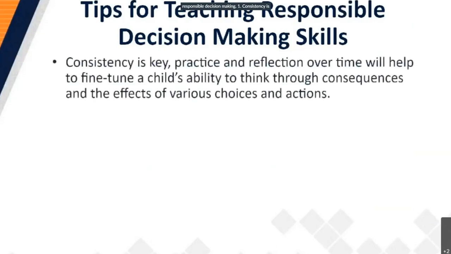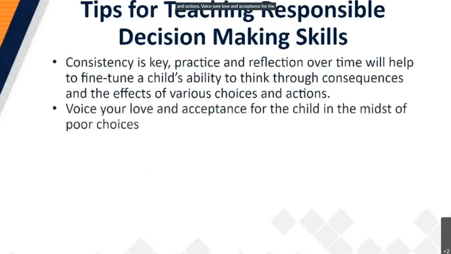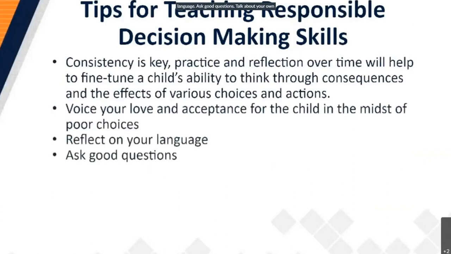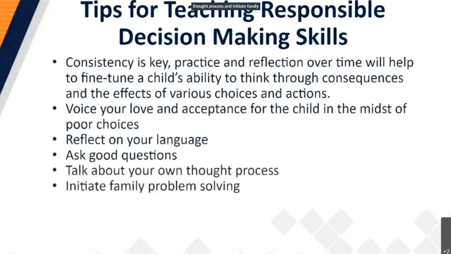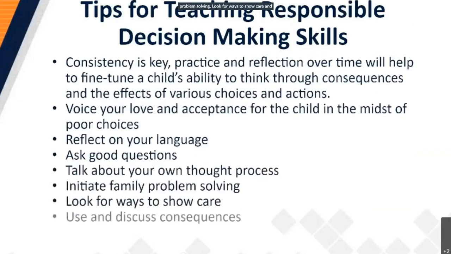One, consistency is key. Practice and reflection over time will help fine-tune a child's ability to think through consequences and the effects of various choices and actions. Voice your love and acceptance for the child in the midst of poor choices. Reflect on your language, ask good questions, talk about your own thought process, initiate family problem solving, look for ways to show care, and use and discuss consequences.